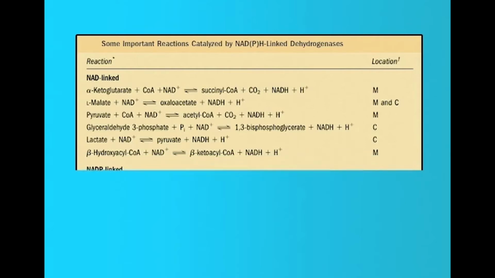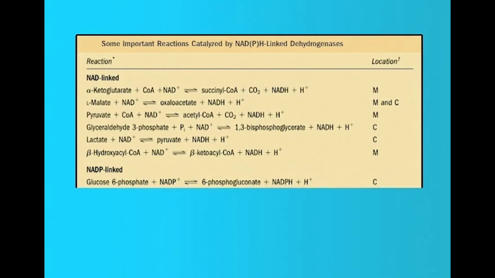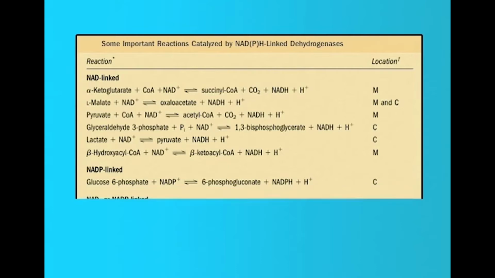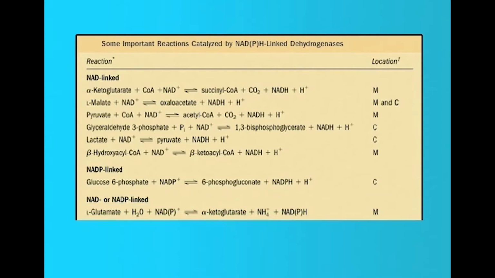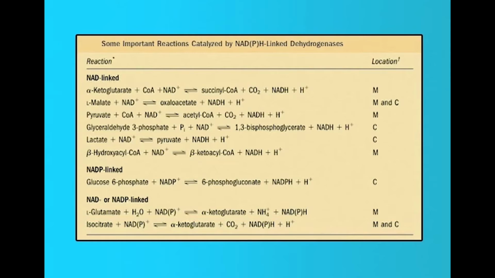Then you have some NADP linked reactions where glucose 6-phosphate is converted to 6-phosphogluconate in the HMP shunt. Then you have L-glutamate, which is an amino acid, which is transaminated to alpha ketoglutarate, which also generates an NADH2. You have isocitrate which is converted to alpha ketoglutarate in the citric acid cycle, which also yields NADH2. So, this is where the NADH2s are generated in metabolic reactions.